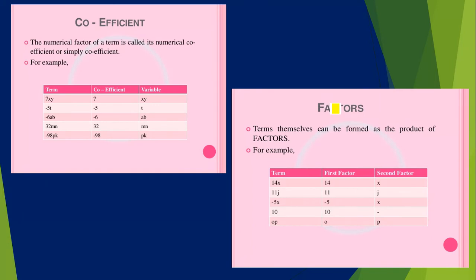Next we have factors. Terms themselves can be formed as the product of factors. For example, 14x. The first factor of 14x would be 14 and the next would be x. 11j, 11 first factor, then j second. Minus 5x, minus 5 and x, they are the factors of it.